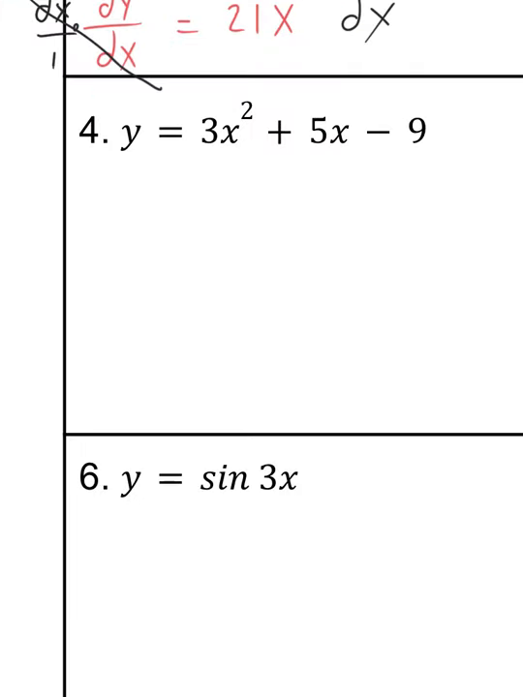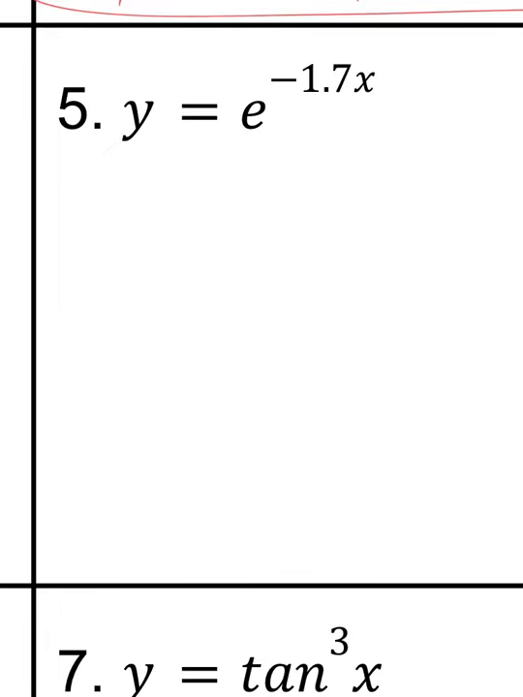Number 4, y becomes dy. These are 3 power rules. The derivative of 3x squared is 6x. The derivative of 5x is plus 5. And the derivative of negative 9 is 0. And I simply toss dx on the end. So the shortcut, y becomes dy. You take the derivative and toss dx on the end. That's what a differential is.